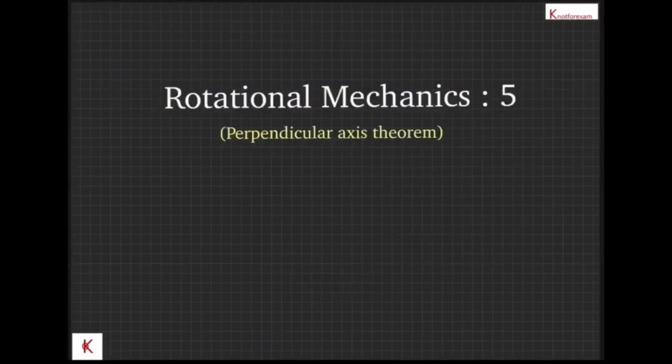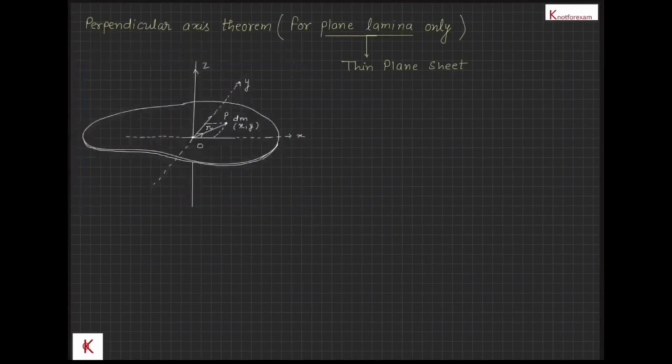Then we are going to discuss the perpendicular axis theorem. The perpendicular axis theorem is for plane lamina only. A plane lamina is a thin plane sheet. First take a look at the figure. This theorem is for a plane lamina and for three concurrent axes where the origin is on the plane of the lamina, and two axes are in the plane of the lamina and one is perpendicular to the plane. Let us assume the x and y axes in the plane of the lamina and the z axis perpendicular to the plane. For a differential element of mass dm having coordinates x, y, 0, the perpendicular distance from the z axis is root of x squared plus y squared, the perpendicular distance from the y axis is x and from the x axis it is y.